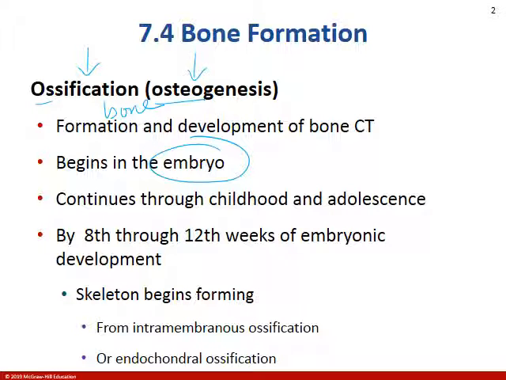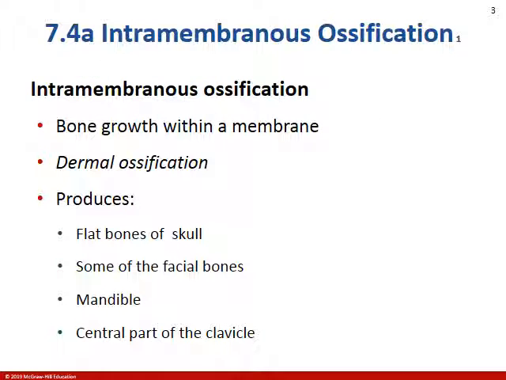This begins in the embryo and continues through childhood and adolescence. About the 8th to 12th week of development is when we start to see the skeleton form. And there are two types of ossification. There's intramembranous, intra meaning between membranes, and endochondral, endo meaning inside cartilage. So we'll see intramembranous ossification and endochondral ossification.